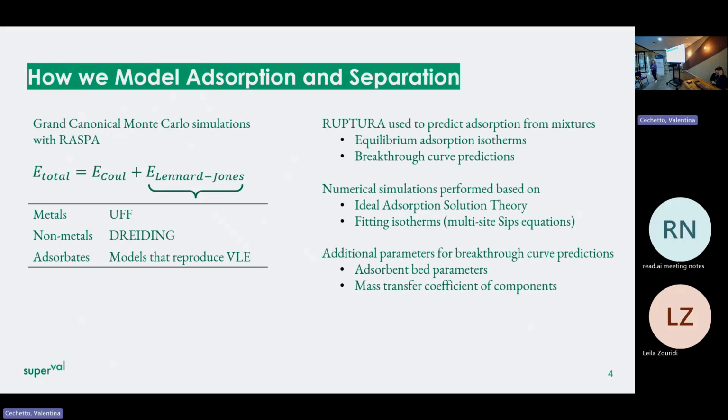For the separation in our project, we used numerical modeling. So we didn't do any molecular simulations anymore. We used the code RUPTURA, a software package that is based on the ideal adsorption solution theory. And it takes as inputs isotherms, either computed or experimental. We fit them, and then we can get equilibrium adsorption isotherms of mixtures, but also breakthrough curve predictions. And for these breakthrough curve predictions especially, we don't need a lot of parameters. So we need the isotherms and then some bed parameters: column length, void fraction, and mass transfer coefficients of the components.